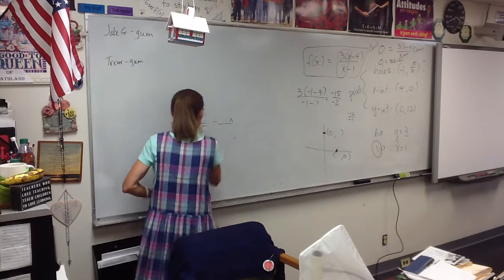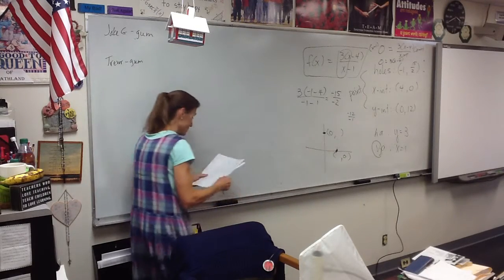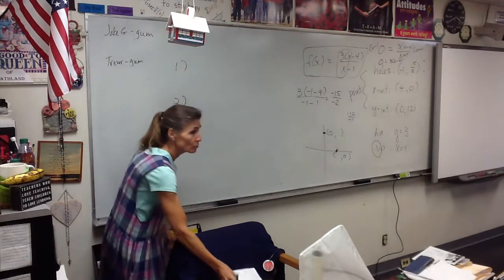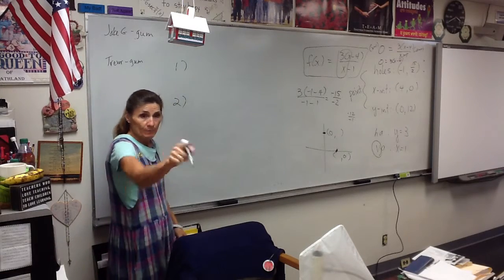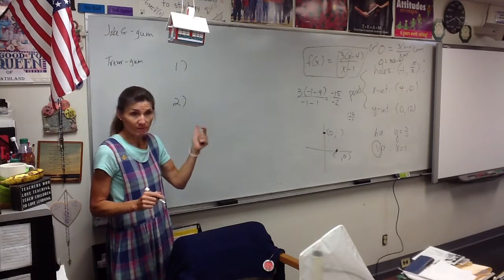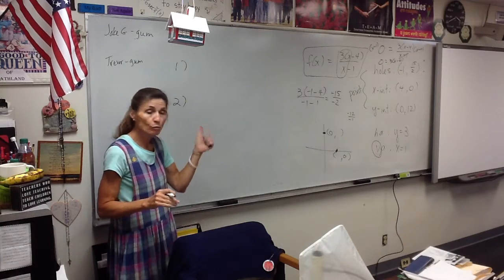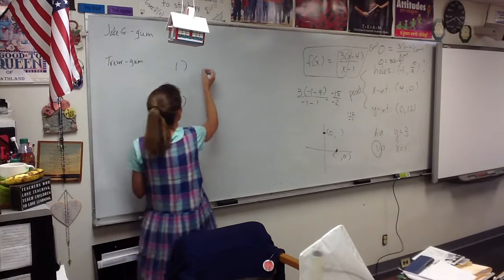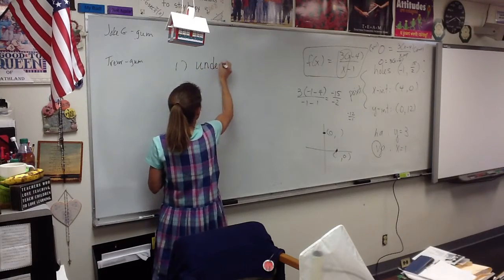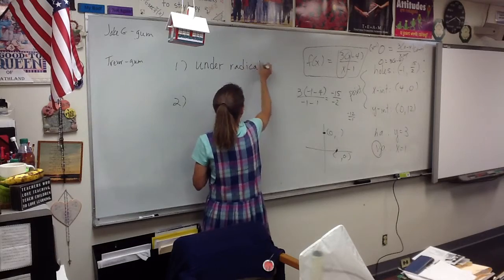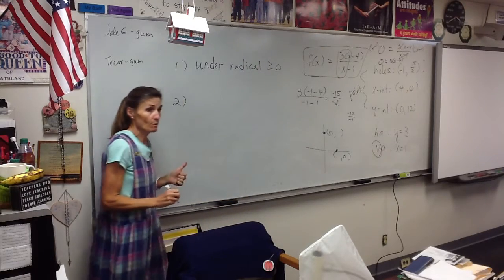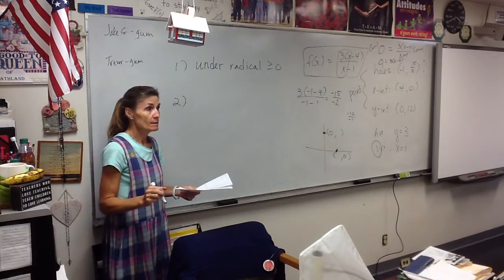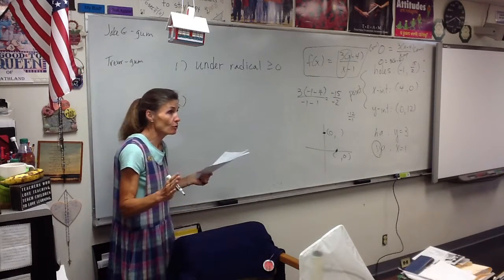Domain. What are the 2 rules? Some of us haven't learned these yet, and I don't know what to do about that. Square roots and fractions. So if we have a radical, if we have a fraction, we have to be on the lookout. What's the rule for a radical? Whatever is under the radical has to be greater than or equal to 0. Okay, kids? Just know that, and you're home free.